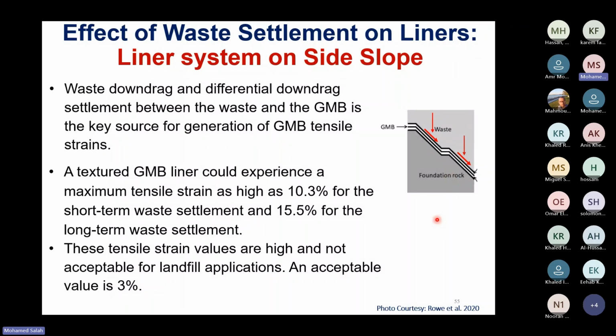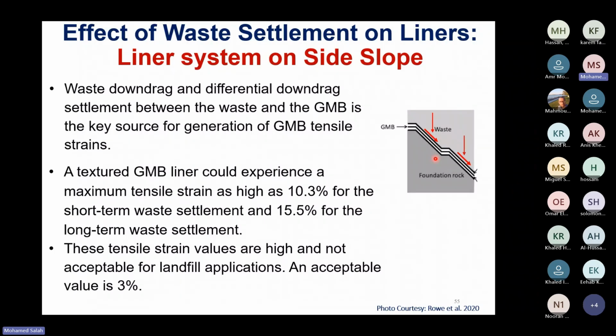As an example, based on previous research and literature, a textured geomembrane could experience a maximum tensile strain as high as 10.3% for a short-term waste settlement and about 15.5% long-term strain for long-term waste settlement. The strain of 10% or 15% in a geomembrane is a very high value.